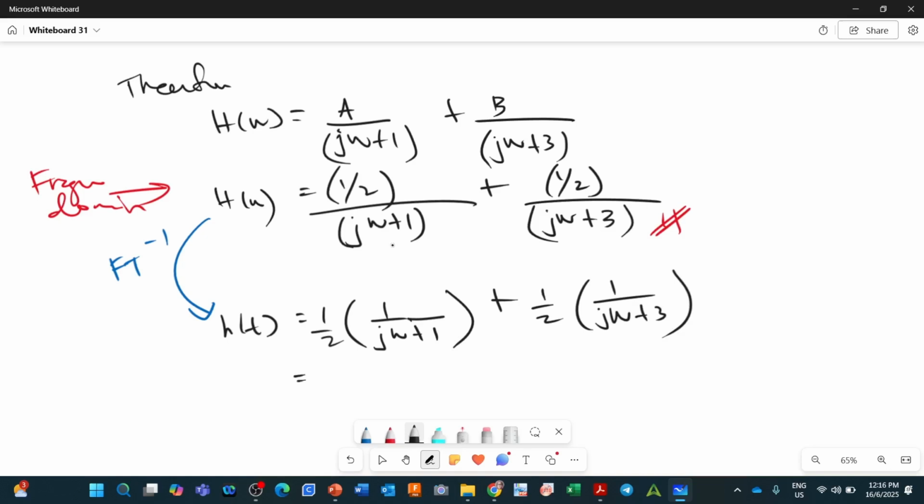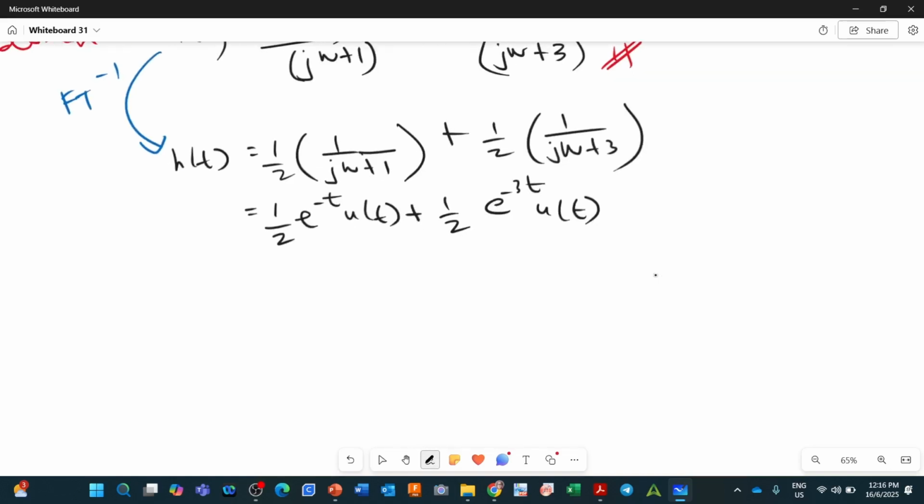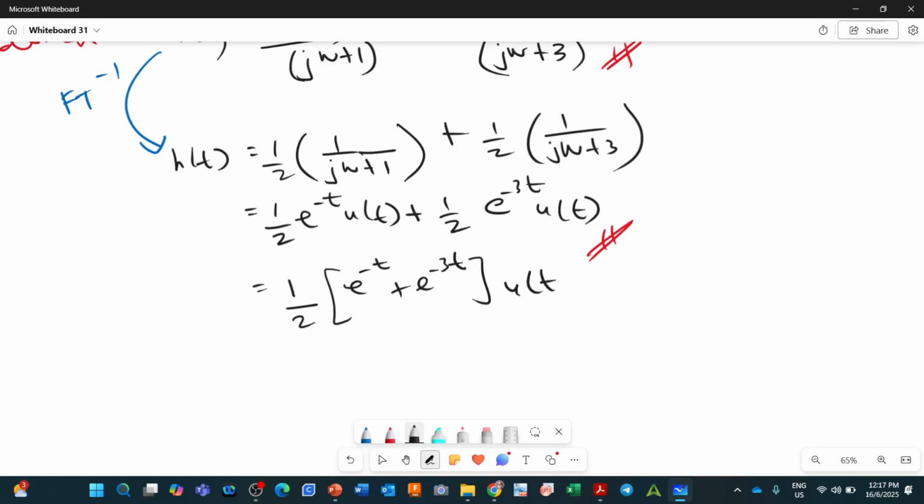So you get 1 over 2 e to the minus t u(t) plus 1 over 2 e to the minus 3t u(t). You can leave your answer like this if you want. This one is okay, but if you want to go ahead and factorize it, you can do that: 1 over 2 (e to the minus t plus e to the minus 3t) u(t).